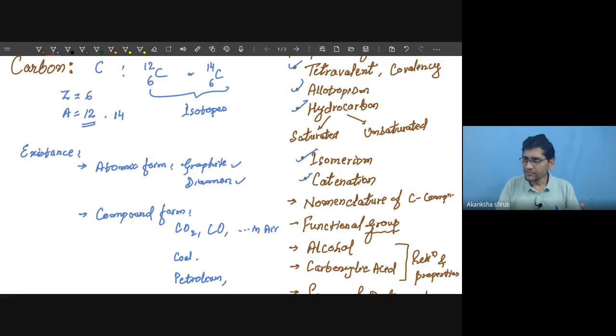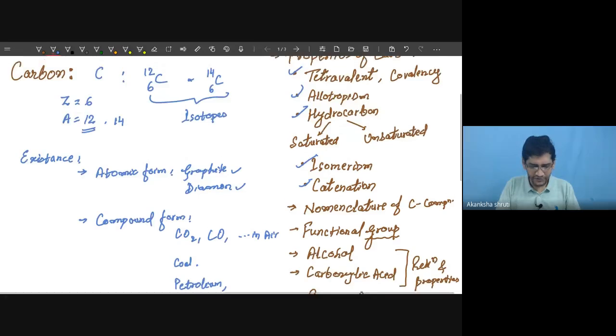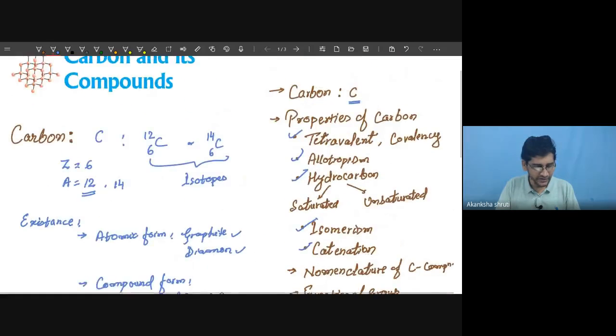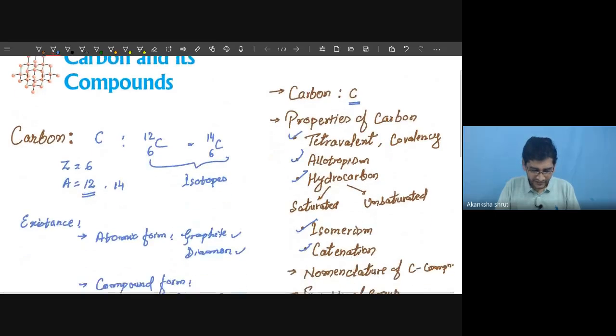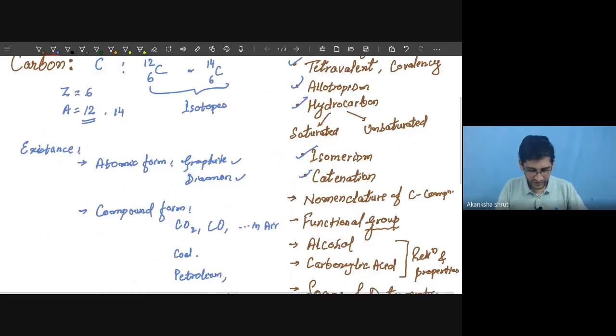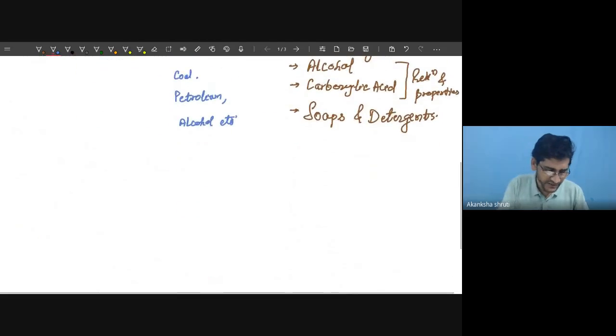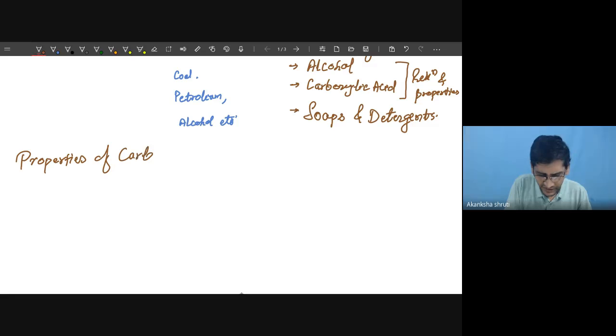So why such wide existence of carbon, not the other element? Those things we will understand. For that we have to understand the properties of carbon. So what are the important properties? We have to start with that. Properties of carbon.